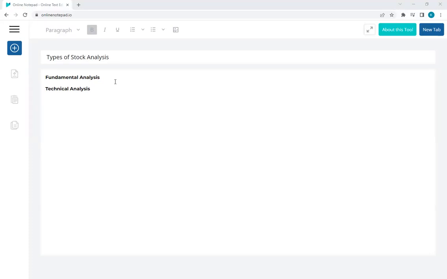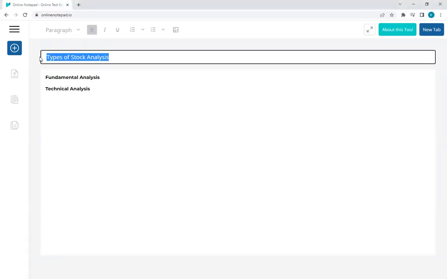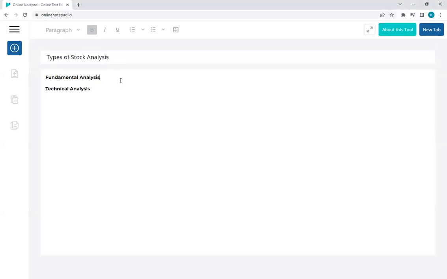Today, let's discuss the types of stock analysis. So basically, stock analysis is a method investors or traders use to make decisions whether to buy or sell the stock of a company. And there are two types of analysis: one is fundamental analysis, and another one is technical analysis.